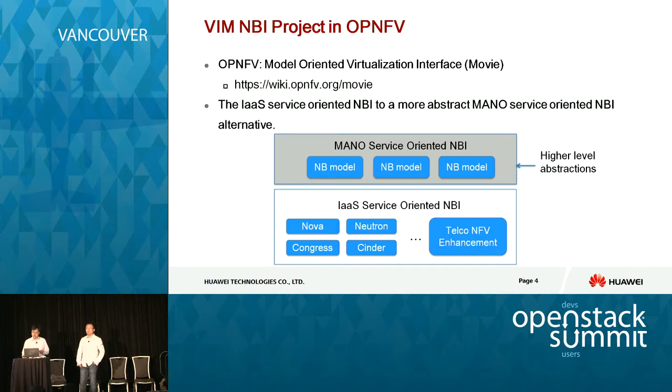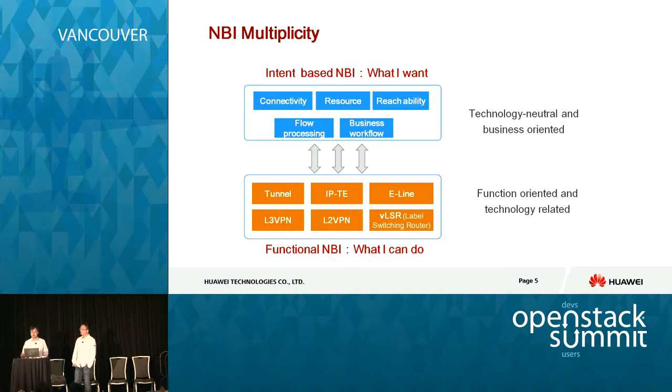And we will provide a general VIM NBI layer so that various NB models can be quickly implemented and inserted into the platform. Meanwhile, we will cooperate with upstream projects so that those features could be part of open source projects like OpenStack. Like each operating system has both low layer SDK and high level application API, VIM should also consider NBI at different levels for different application requirements. There are intent-based NBIs, which are technology neutral and business oriented. There are also functional NBIs, which are function oriented and technology related.